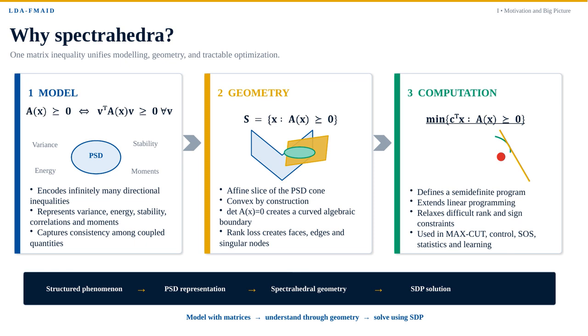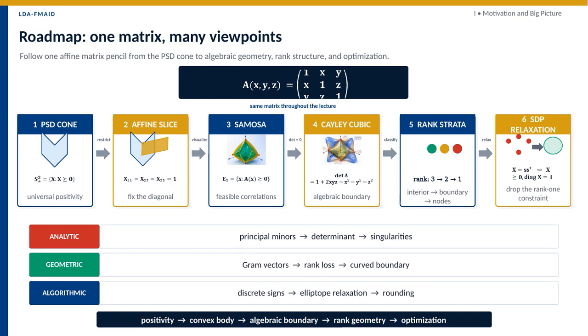Why are spectrahedra useful? A single positive semidefinite constraint acts as a modeling language, a geometric description, and a computational framework. It encodes infinitely many directional inequalities, defines a convex feasible set, and becomes a semidefinite program when we add a linear objective. The lecture follows one affine matrix pencil.